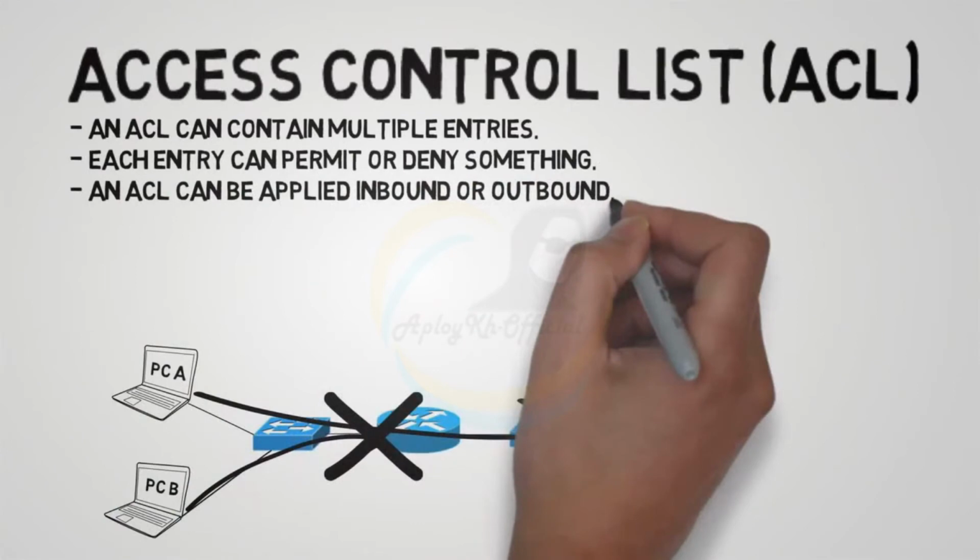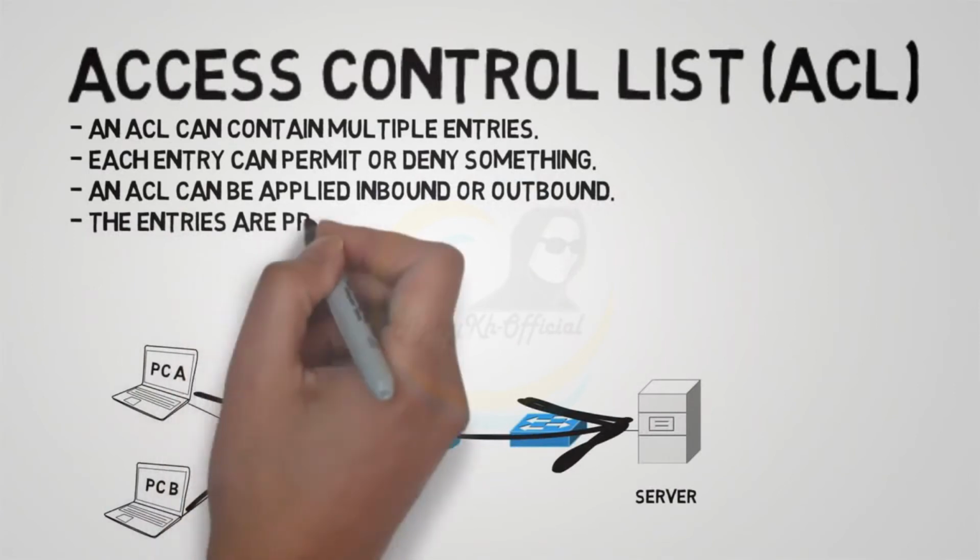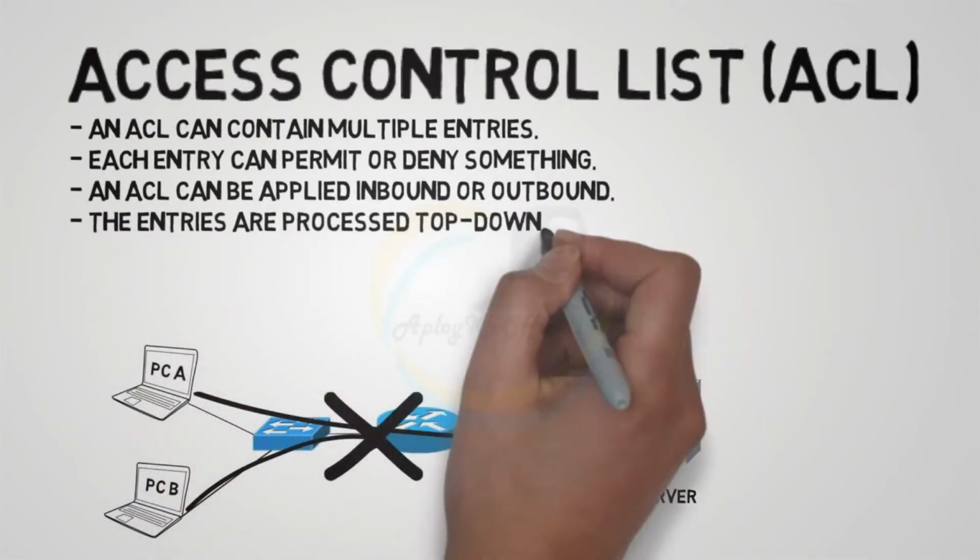We can apply an ACL in the inbound or the outbound direction on an interface. And like I said, we can have multiple entries within an ACL, and they're processed top down. So if I have an entry at the top of my access control list saying that everybody from a specific subnet containing both PC A and PC B is going to be denied, and then later on down in that access control list I have another entry to say, you know what, PC A is going to be allowed, that's not going to work, because I've already hit that initial statement that said everybody from that subnet was going to be denied.